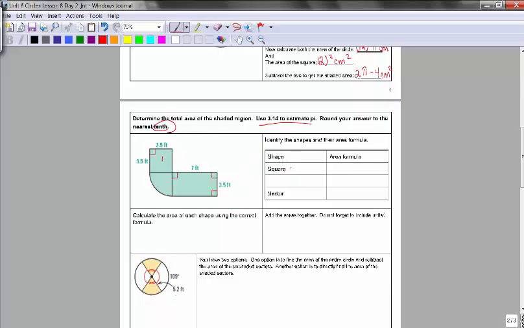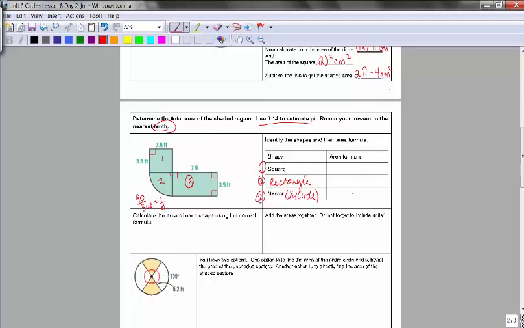So shape 1 I see is a square. Shape 2, let's see, well, if that's a 90-degree angle, then that one must be 90. I'm going to say this looks like a fourth of a circle, because it's 90 out of 360, which again from yesterday we may remember is just 1/4. So that's a sector, 1/4 of a circle. And then the third one would be a rectangle.